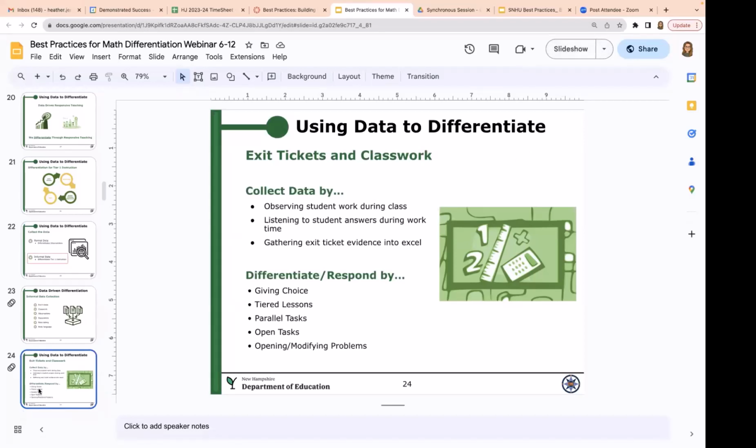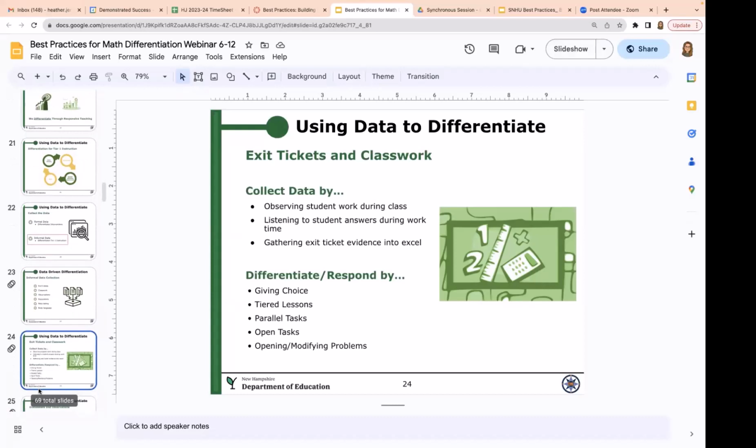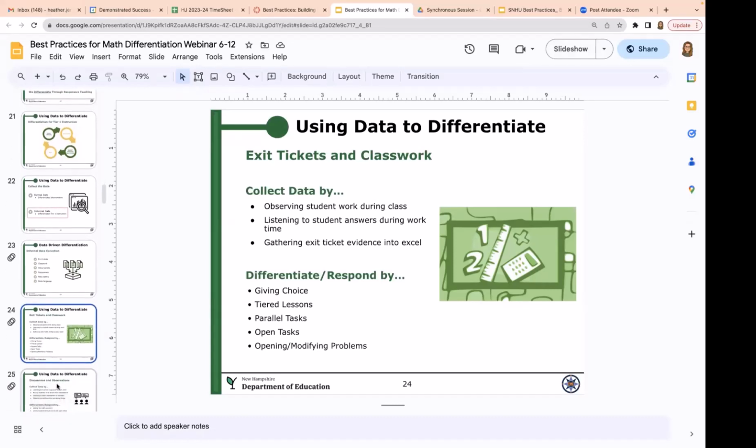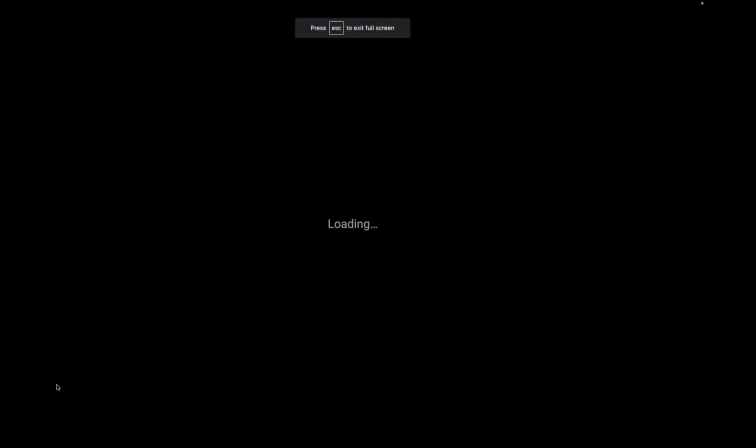I know in math that can be difficult, but there definitely are ways that you can create those types of problems to help students. And if you're given a set of problems, we can open them and modify them. All of these ways to differentiate and respond, we're going to go through later in more detail and give examples of what giving choice, parallel tasks, and open tasks can look like.